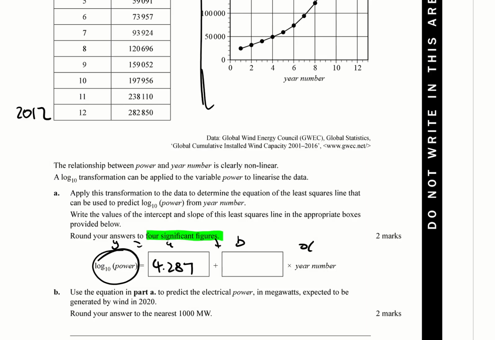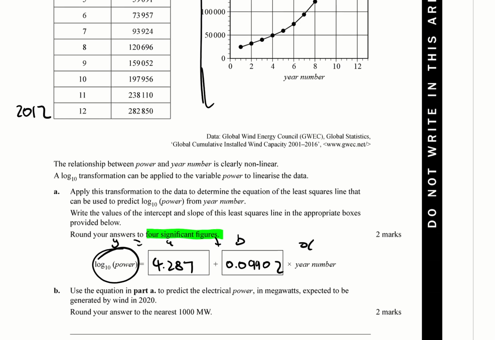Okay, so that means my answer is 0.09902, and that's your answer for that question. Okay, so you've filled that out, and you've done it to 4 significant figures.